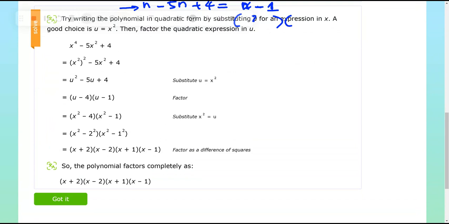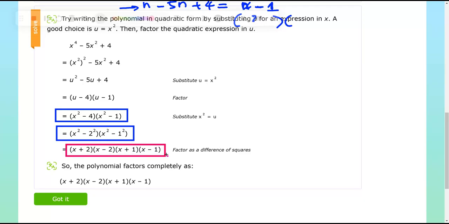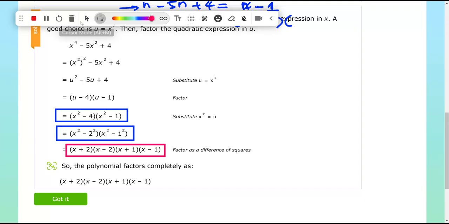Here we go. So let me clarify it for you right here. You see here? If you stop right here, you're not done. Make sure you keep going. 4 is 2 squared, so then you factor one more time. X squared subtract 2 squared becomes x plus 2, x subtract 2. And then x squared subtract 1 squared, x plus 1, x subtract 1. One more time. Alright, so we learn from this.